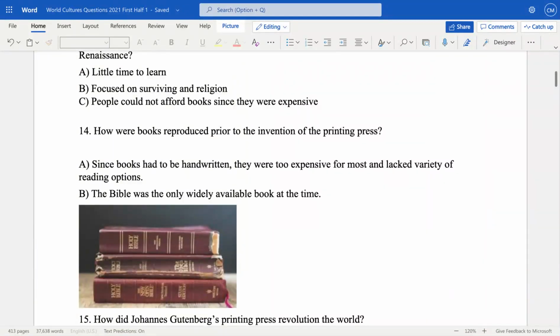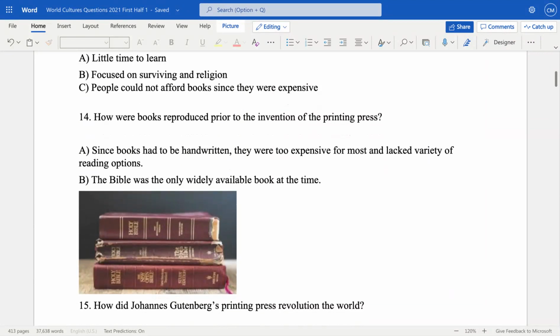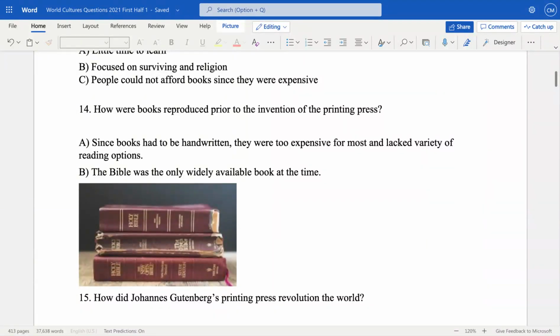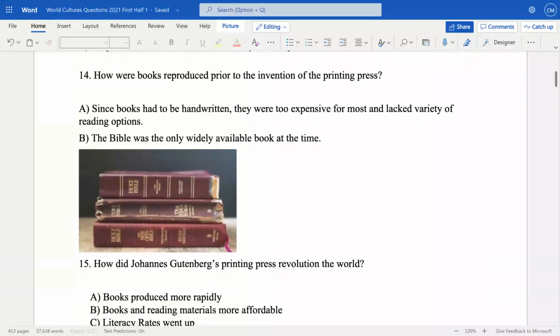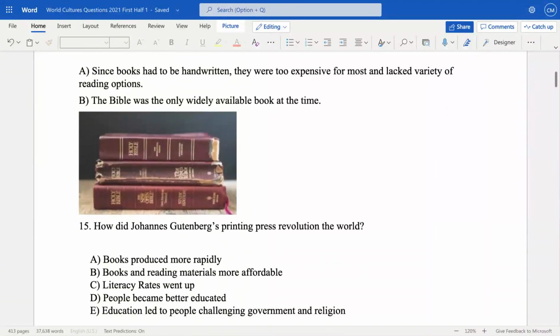15, how did Johann Gutenberg's printing press revolutionize the world? Well, think about if you could mass produce books on a printing press, what that impact might be. The key things is books are being produced more rapidly. They became less expensive or more affordable. Literacy rates went up. People became better educated. Education led to people challenging governments and religion.